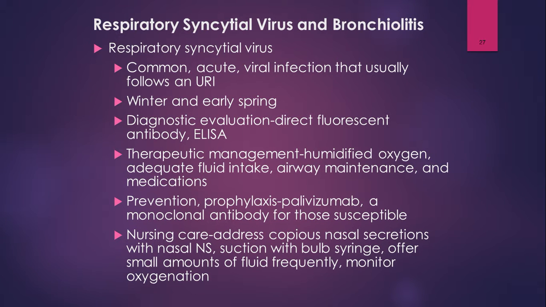Respiratory syncytial virus and bronchiolitis. RSV is a common acute viral infection that usually follows an upper respiratory infection. It often occurs in the winter and early spring. It's diagnosed through direct fluorescent antibody or ELISA. Therapeutic management includes humidified oxygen, adequate fluid intake, airway maintenance, and medications.